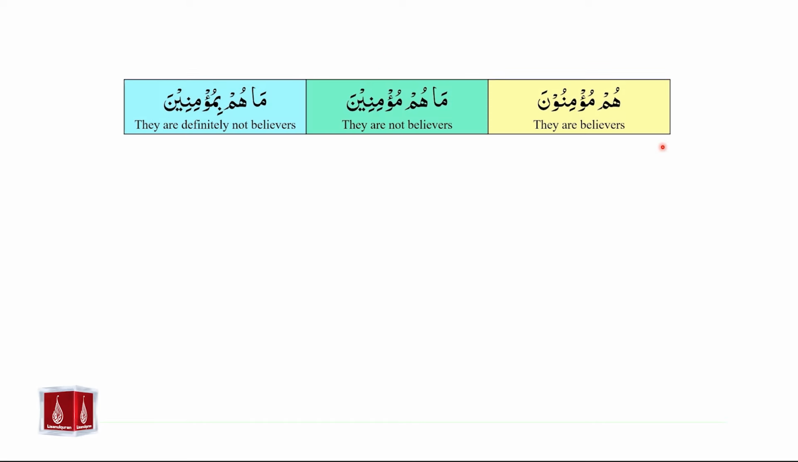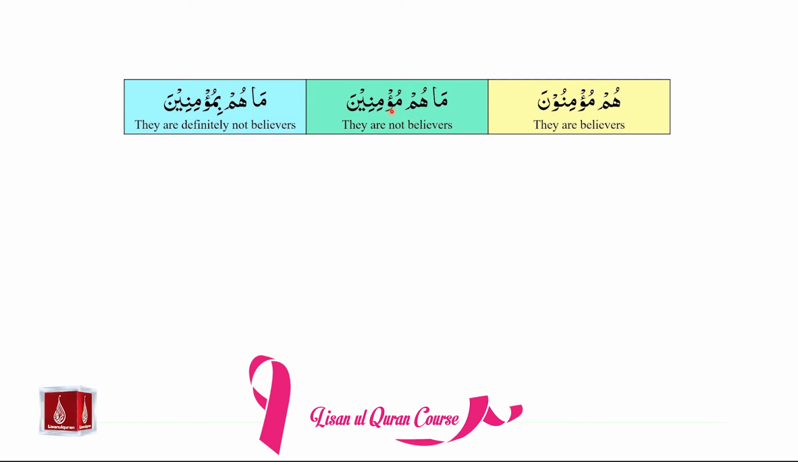Let us look at the following examples. Hum mu'minuna. They are believers. This is a positive jumla ismiya. The mubtada is hum, mu'minuna is khabar. If we want to make this a negative jumla ismiya, we will introduce ma and we will have ma hum mu'minina. Mu'minuna becomes mu'minina and the translation will be they are not believers.